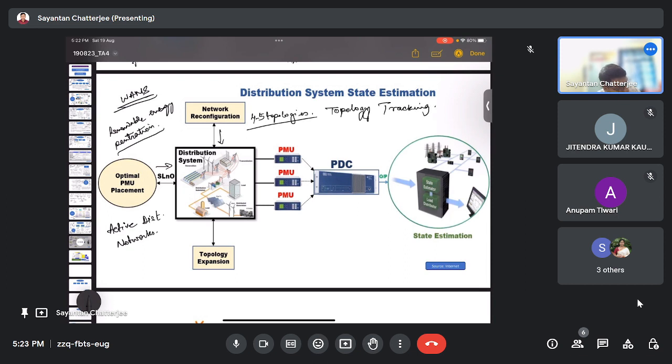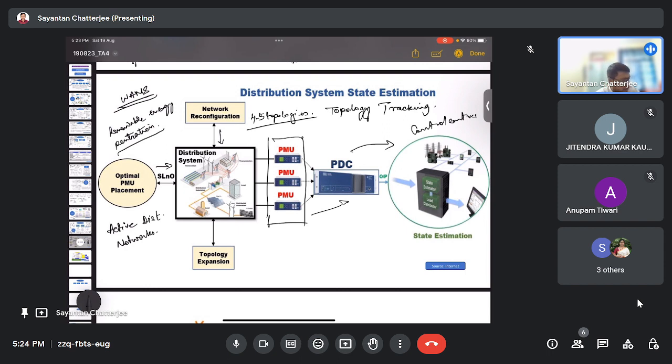And here we have the PMUs, which are placed here. These PMUs are delivering data from the real-time system. The PMUs are placed along with the smart meters as well as the RTUs. They would be delivering the data to the PDCs, the phasor data concentrators, and after that the phasor data concentrators would be delivering the result to the control centers.